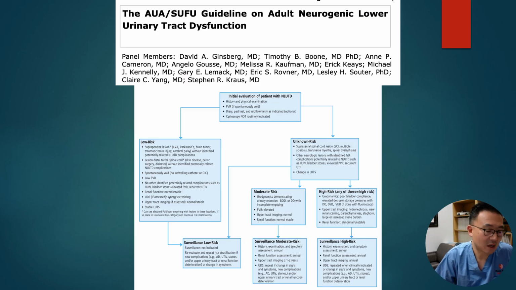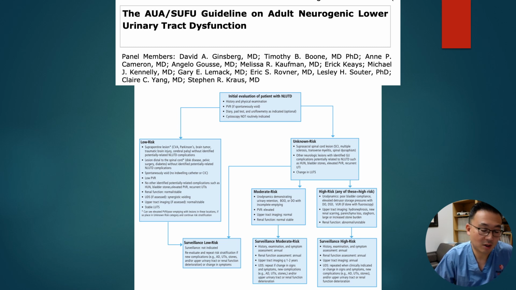I think I'm going to stop here. Most of the information here was taken from the 2021 AUA SUFU guidelines for adult neurogenic lower urinary tract dysfunction. I encourage you to review these guidelines, and I think most importantly to understand this table which I showed before, which evaluates for risks in these patients.